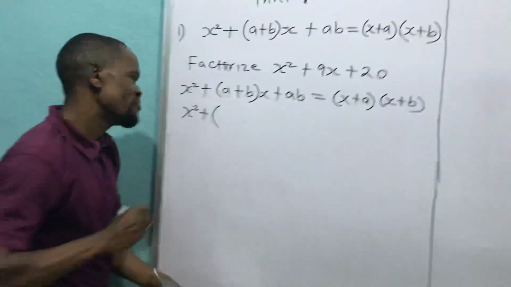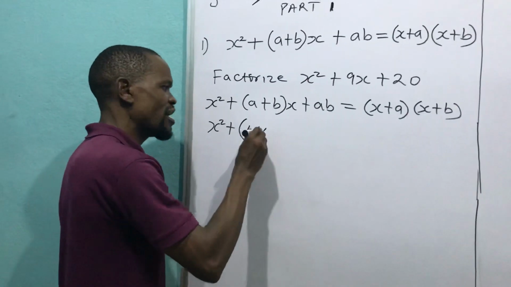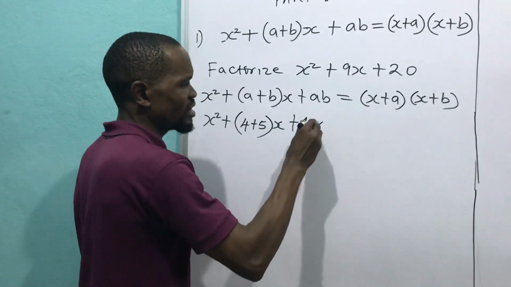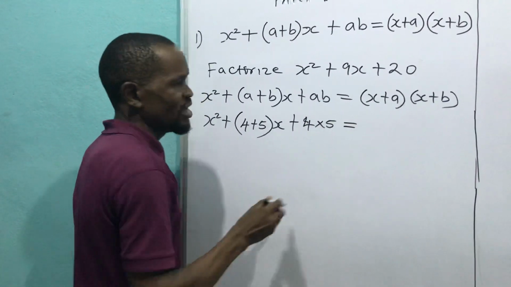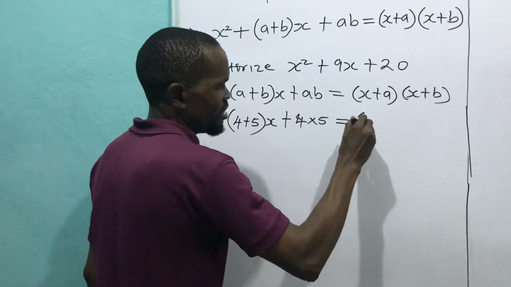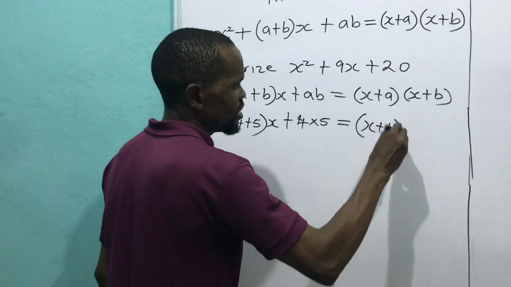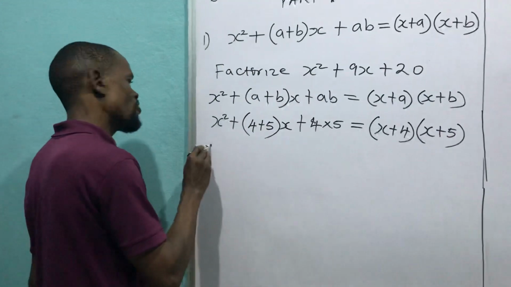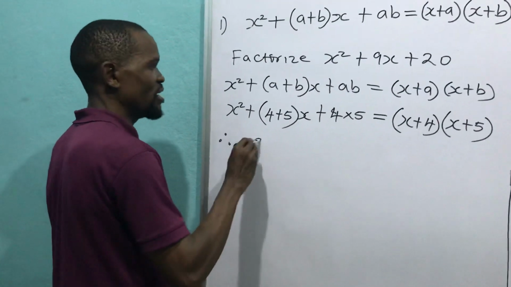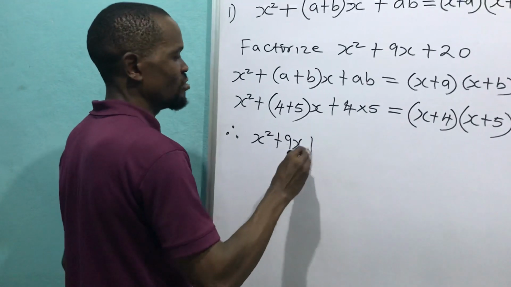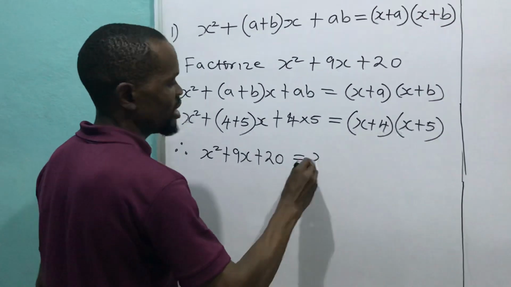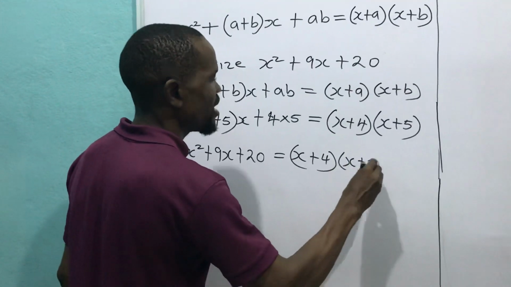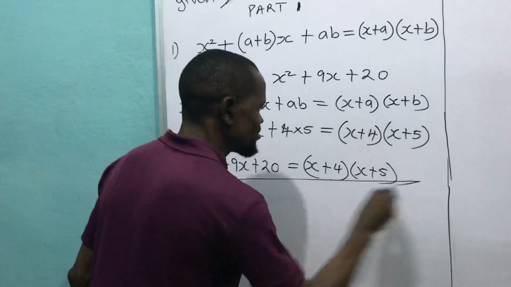Then that should be 4 and 5. 4 plus 5 will give me 9, and 4 times 5 will give me 20. This simply means x plus 4 and x plus 5. Therefore, x squared plus 9x plus 20 is equal to (x plus 4) into (x plus 5), and that's my answer.